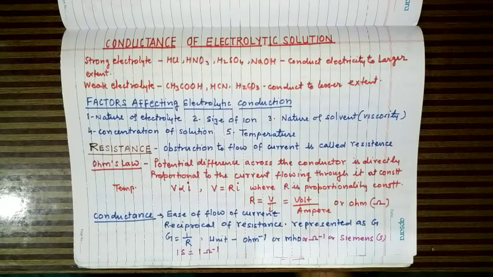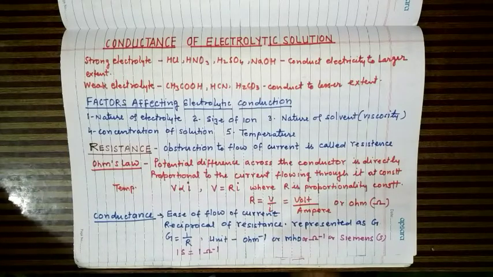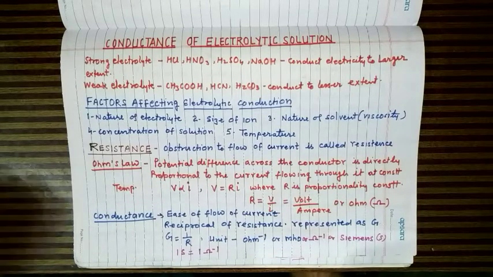As we know, there are two types of conductors. One is metallic conductor and another is electrolytic conductor. In case of electrolytic conductor, the conduction is by means of ions, so they are also called ionic conductors.